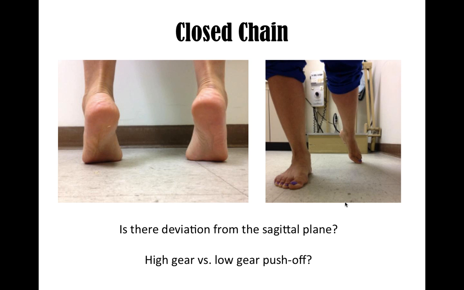So from that picture, you can also see the coupling between the dorsiflexion and the subtalar joint inversion. So her spiral is working. She just is deviating a little bit to the side. Now, if we look at the picture on the right, this is starting to go into really the topic of the webinar, which is high gear versus low gear push-off.